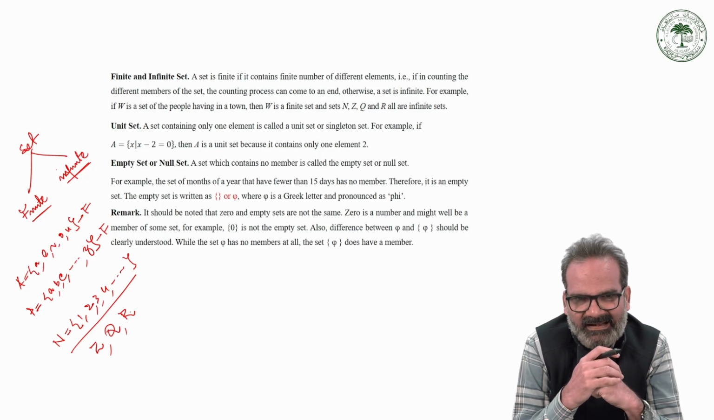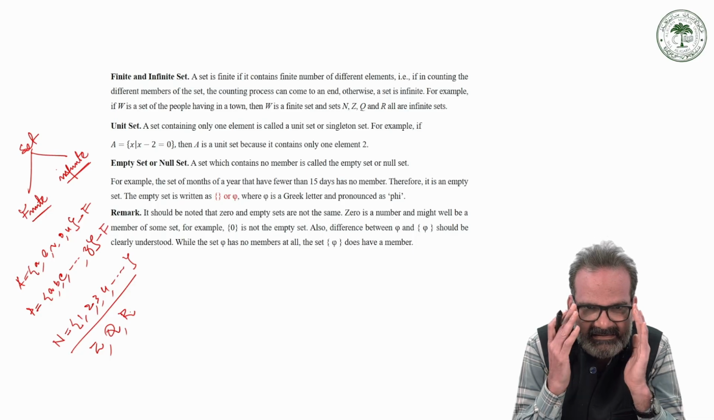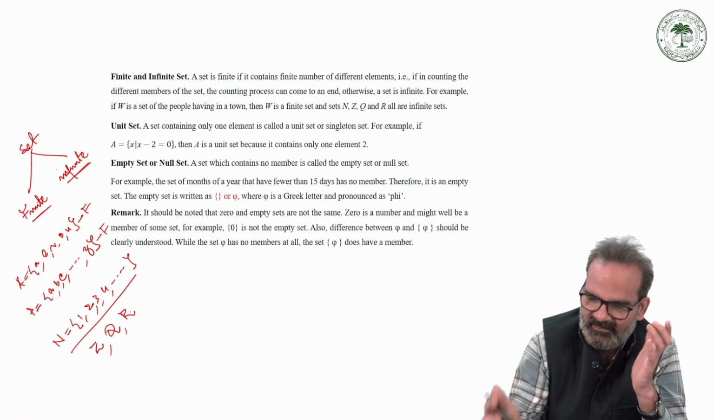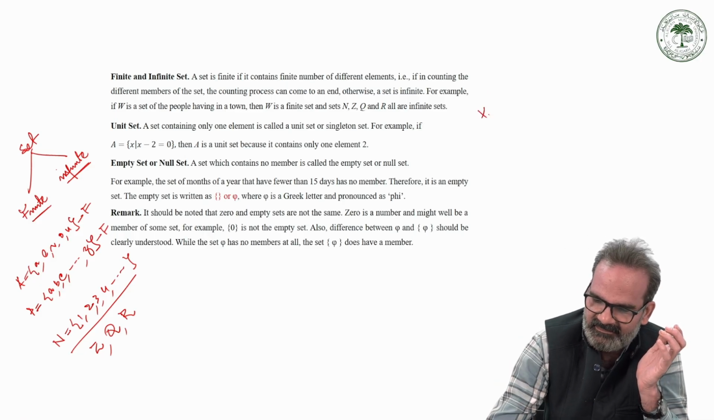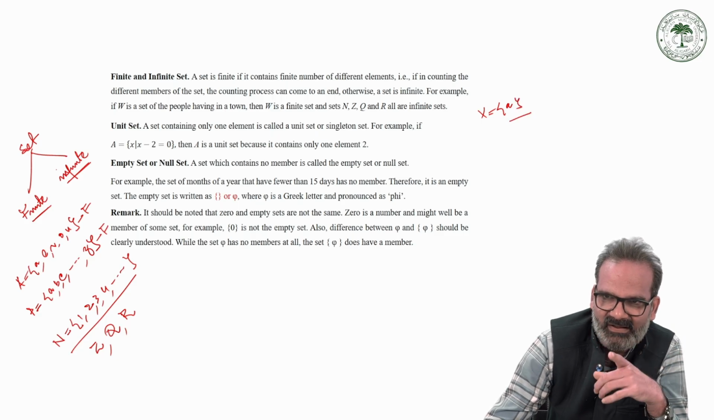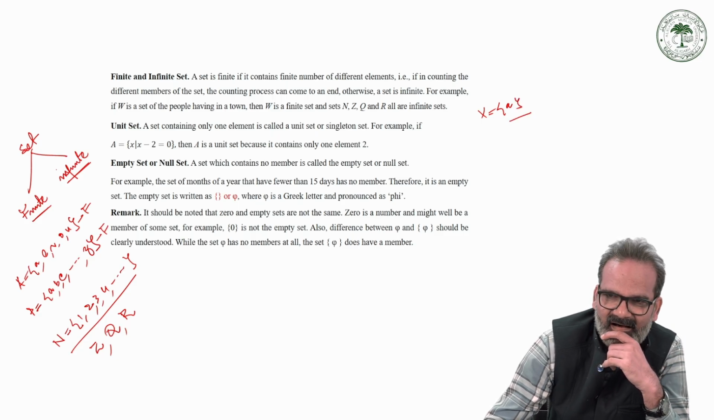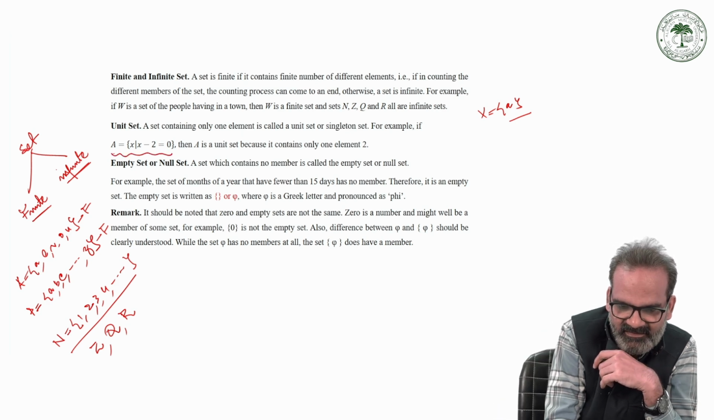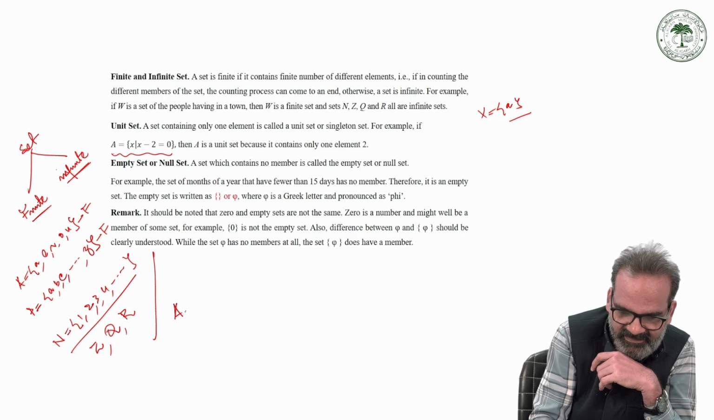Then another type of set is called a unit set. A set containing only one element is called a unit set or singleton set. Means any set, if I write a set X equals {a}, this is a set containing only one element. X is called a singleton set or unit set. For example, look at this. If we write a set like this, A equals {x : x minus 2 equals 0}, right?